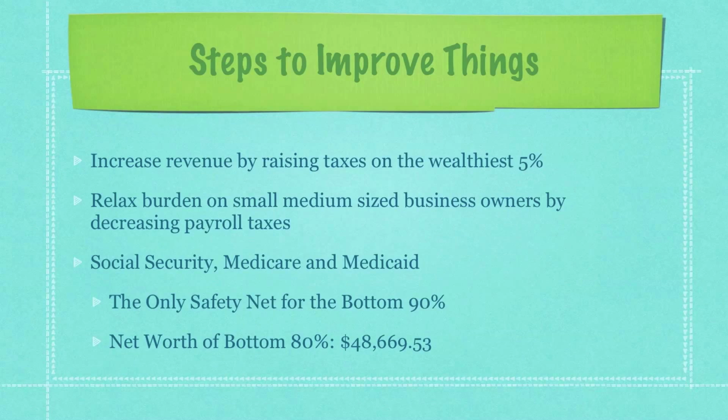We need to increase revenue by raising taxes on the wealthiest 5% because nobody else has any money. We need to relax the burden on small and medium-sized business owners by decreasing payroll taxes. As for eliminating Social Security, Medicare, Medicaid, and so forth, this is the only safety net for the bottom 90%. If you don't remember, they only have a total net worth of $48,600, and it's hard to support yourself in the retirement years on such a small figure.